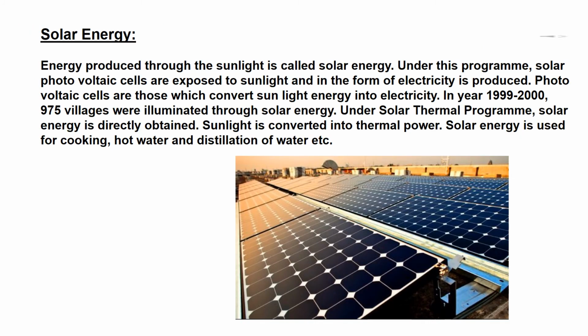Solar energy. Energy produced through sunlight is called solar energy. Under this program, solar photovoltaic cells are exposed to sunlight and electricity is produced. Photovoltaic cells are those which convert sunlight energy into electricity. In the year 1999 to 2000, 975 villages were illuminated through solar energy under the solar thermal program.